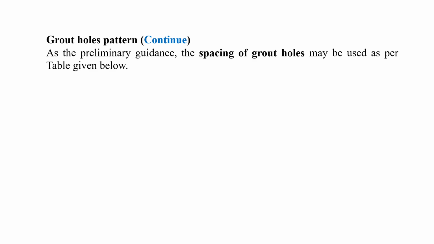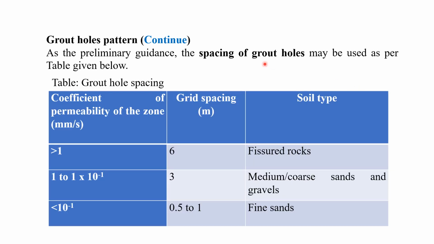So under the heading grout hole patterns, as preliminary guidance, the spacing of grout holes may be used as per the table given below. You see the importance of permeability. If the permeability is greater than 1, then for grid spacing we can go for 6. That is the fissured rock. You can see we are putting more spacing because permeability is high, in millimeter per second. Right? High permeability, we can go for more spacing for the grouting purpose.